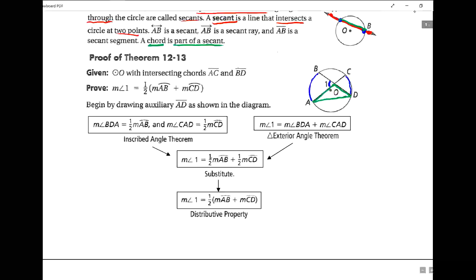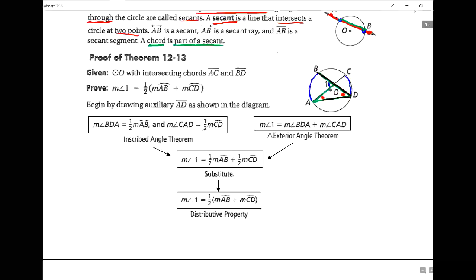Angle number 1 is related to this triangle. It's an exterior angle. And what do we know about the exterior angle? The exterior angle is the sum of the 2 remote interior angles. Let's take a closer look at our remote interior angles.